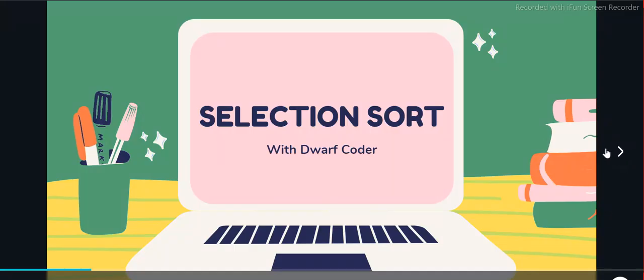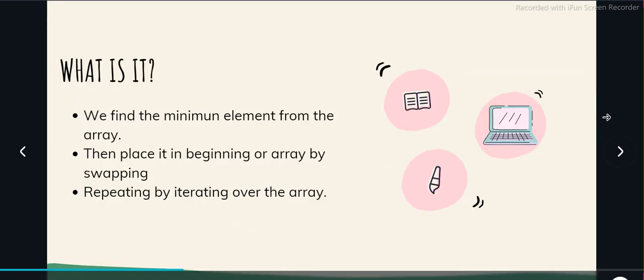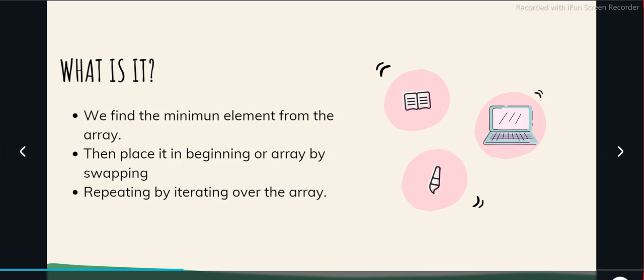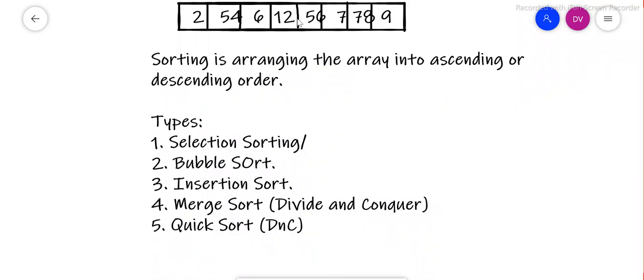So what is it? In this, we find the minimum element from an array, then place it at the beginning of the array by swapping, and repeat by iterating over the array. We will repeat these first two steps till the array is iterated. What is iteration, you might be asking. Iteration is nothing but going through the whole array. Means if I go through 2, 54, 6, 12, 56, this is iterating. I am moving over, traversing, going through it. So this is what iterating means.